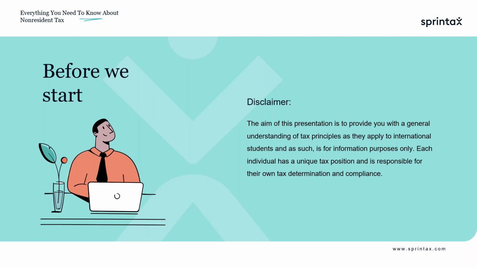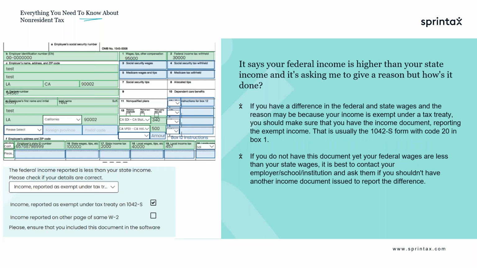But let's jump in and see what are some of the common questions that we've been asked on our recent YouTube videos. The first comes from our YouTube video talking around step 3, let's talk money. And it says that their federal income is higher than their state income, and it's asking me to give a reason why, but how is this done?